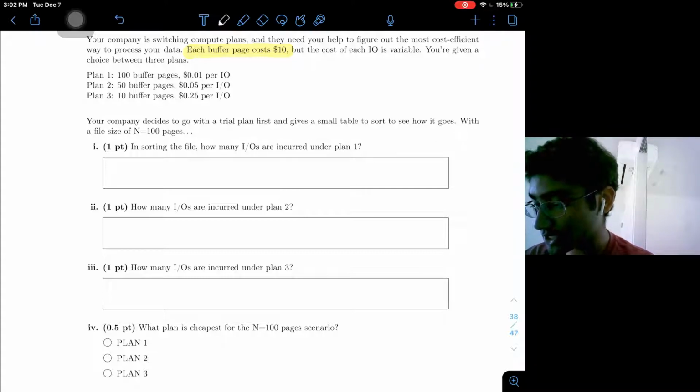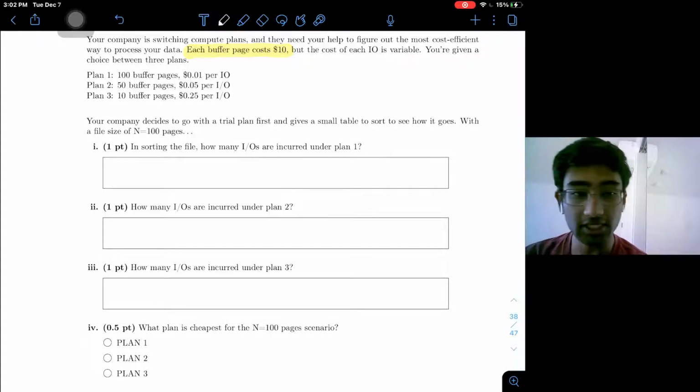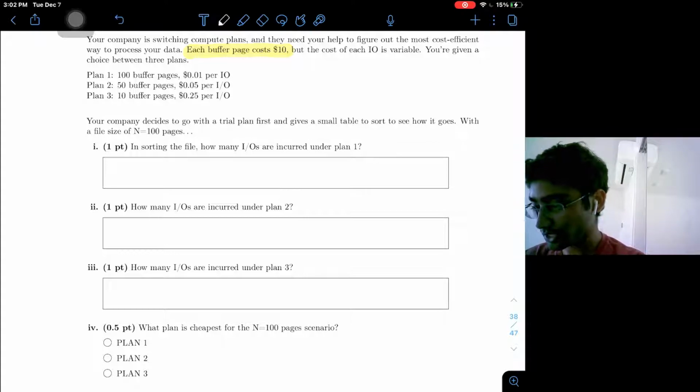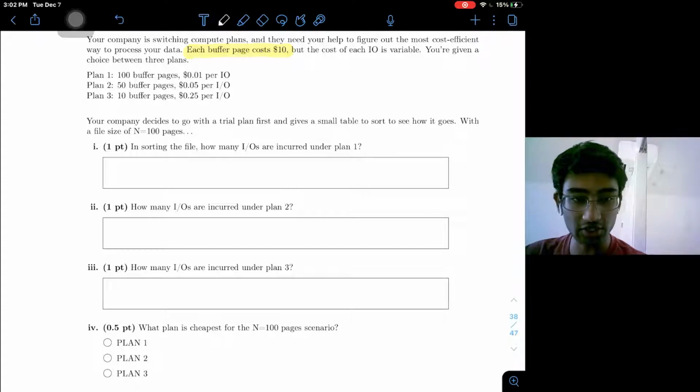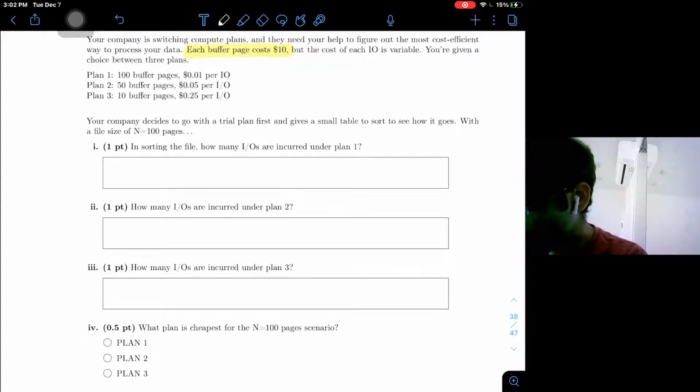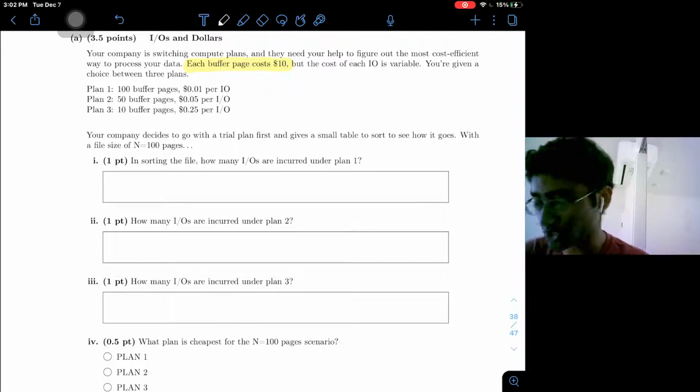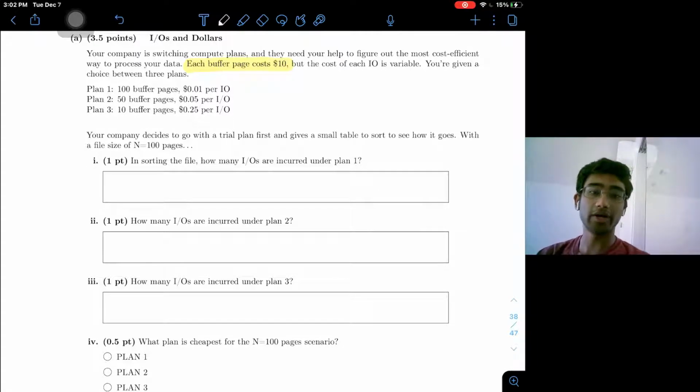So your company decides to go with the trial plan first and gives a small table to sort to see how it goes. With a file size of 100 pages, how many IOs are incurred in sorting the file under each of the plans? So let's first go over how we calculate sorting, just a quick reminder. The way that we calculate sorting is that first there is a conquer pass in the sorting algorithm where it divides the pages into a number of runs where each run is size B pages, where B is the number of buffer pages.